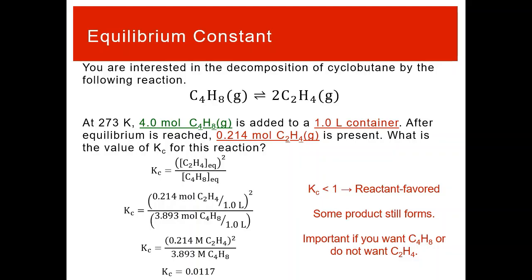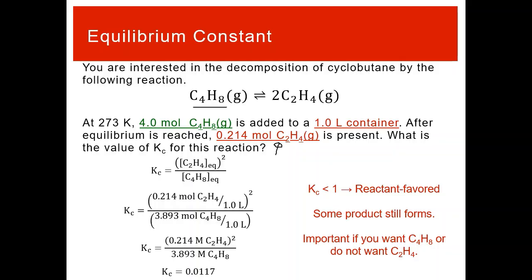is 0.0117. So that's less than 1, which means we know this is a reactant favored equilibrium. If you have C4H8, it tends to stay C4H8, not react. But it does to some extent, right? It is reactant favored, but some product does still form. Okay, so this is a case where we're going to need to use this sort of equilibrium description if we want to know what's going on.